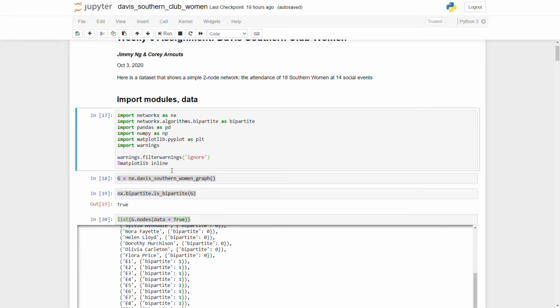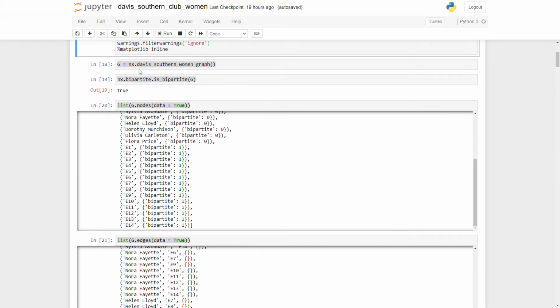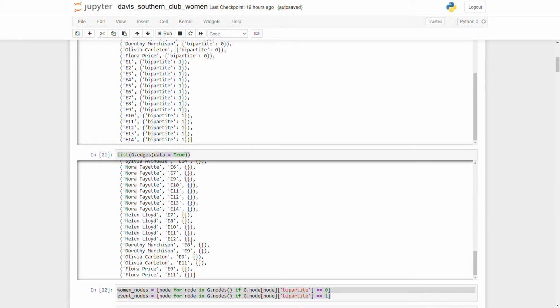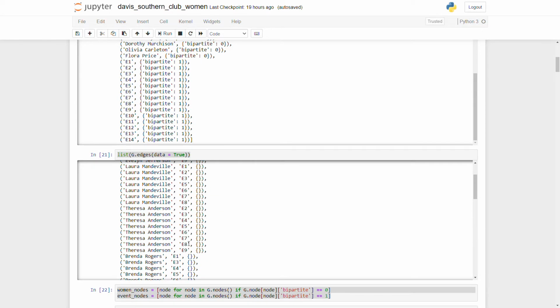First, we import the modules and the data, so NetworkX, Pandas, NumPy, Matplotlib. Here we show a list of the different nodes. It's a bipartite network. This is a list of the different edges. You can see the different nodes are both women and events, and the women and events are connected through each other.